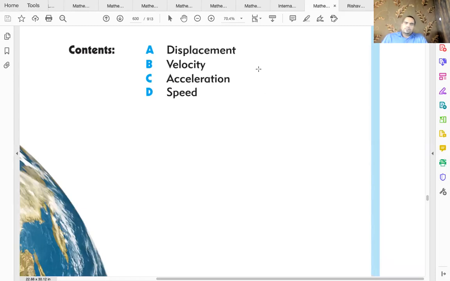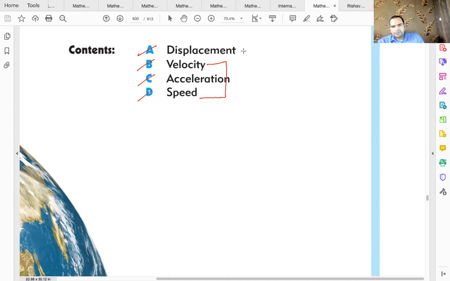Okay, so when you look at the key terms involved in kinematics in a higher level or standard level syllabus, they will basically be displacement, velocity, acceleration, and speed. Obviously velocity and speed look more familiar to us. Now displacement and acceleration, as a physics student, if you already know them, good.